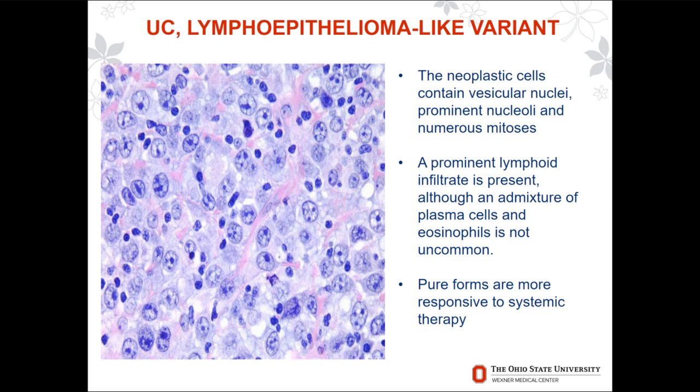So the point is, high-grade carcinomas of usual type should not be termed lymphoepithelial-like because of a brisk infiltrate. You really need to see a substantial, prominent lymphoid infiltrate to call them lymphoepithelioma-like variant.